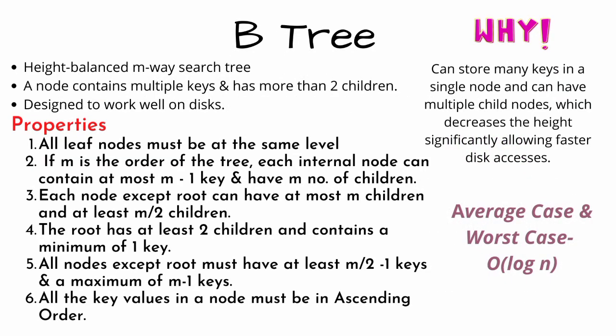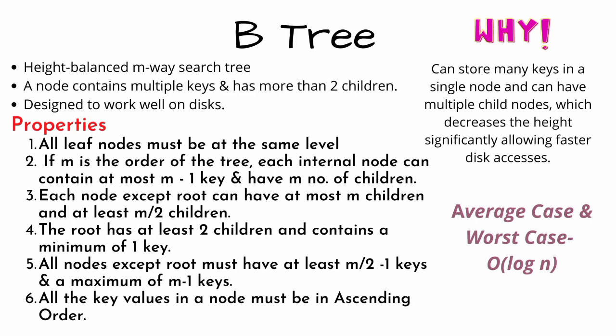First property, all the leaf nodes must be at the same level. The second property, if m is the order of the tree, each internal node, or the non-leaf node, can contain at most m minus 1 keys and can have m number of children. So if there are m number of children, there will be m minus 1 keys. Third property, each node except the root node can have at most m children and at least m by 2 children.